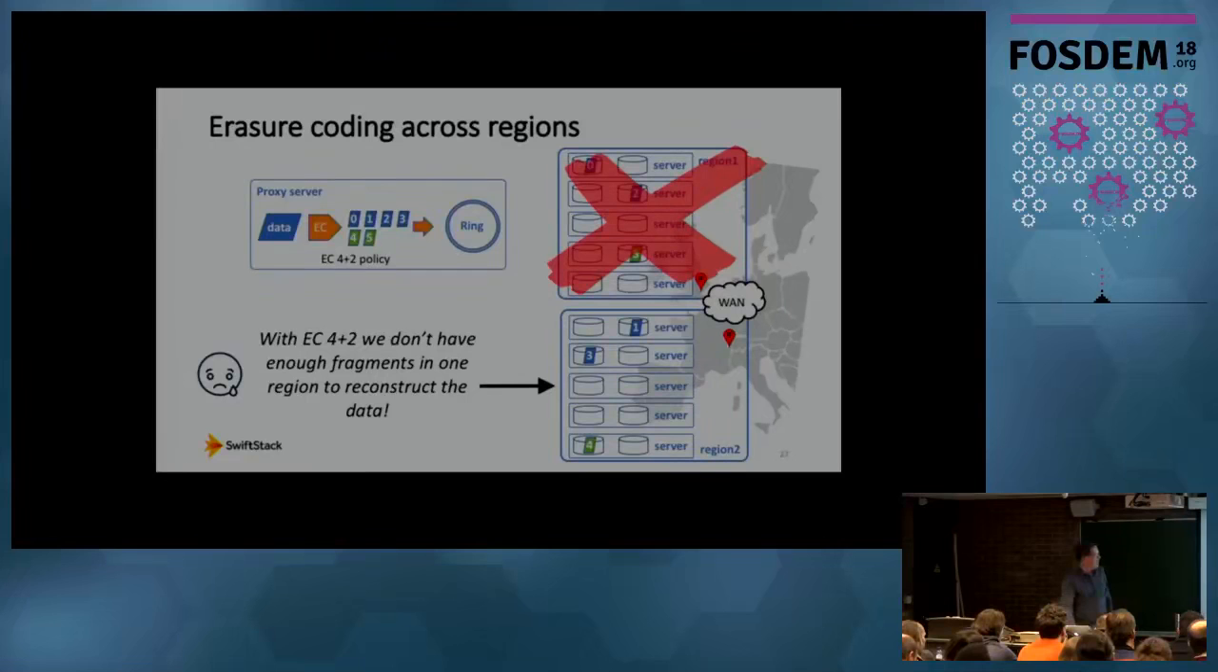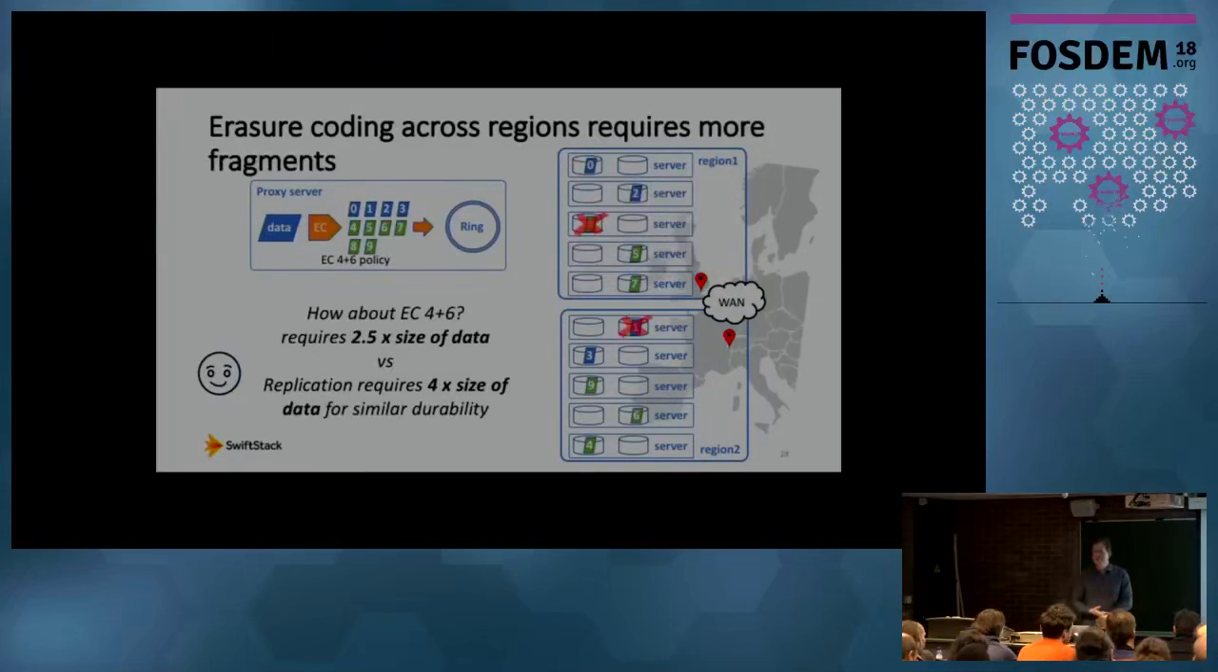So what we need is some more fragments. How about if I change the erasure coding scheme that we're using, and now I'm still going to have 4 data fragments, but I'm going to have 6 parity fragments. That gives me a total of 10 fragments. Why did I choose that scheme in particular? Well, that ends up with 5 fragments in each region.